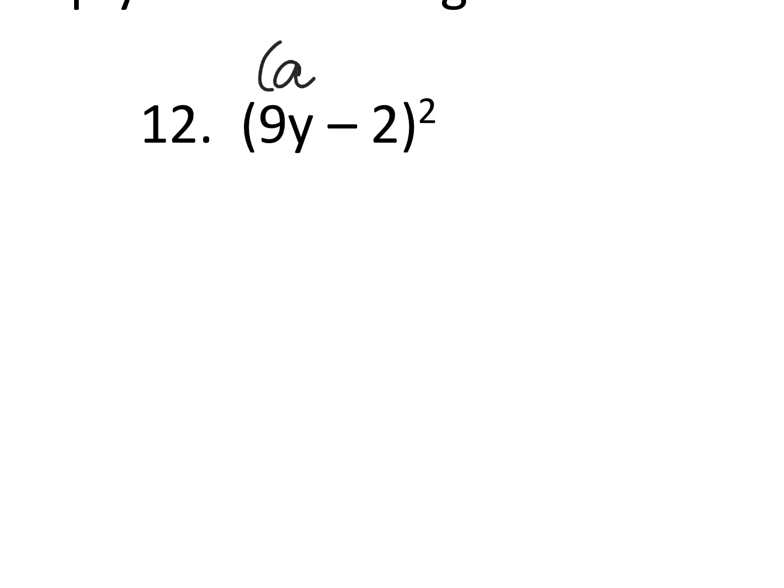Okay. On number 12, we've got a minus b squared. So it is a square of a binomial. You could write it out twice. But we're not doing that today. We're going to talk about how to do the shortcuts. So a is 9y. B is 2. That minus sign in the middle is going to be what determines which one you use.